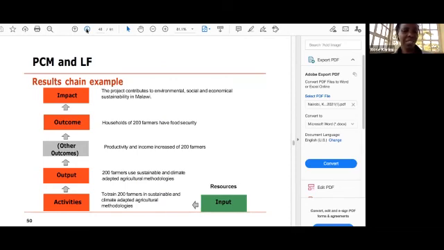And what activities? One of the activities could be training the farmers in sustainable and climate smart agricultural methodologies. Of course, the resources will be finance, the human, and other resources.